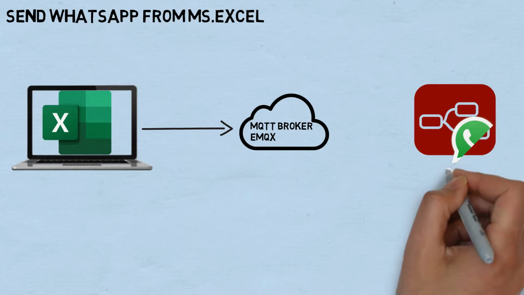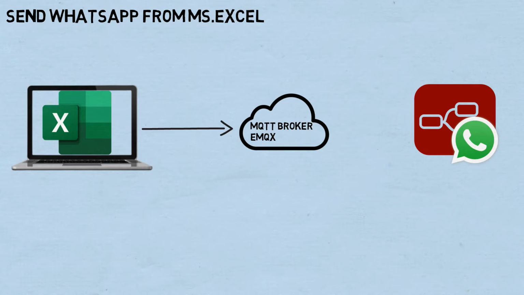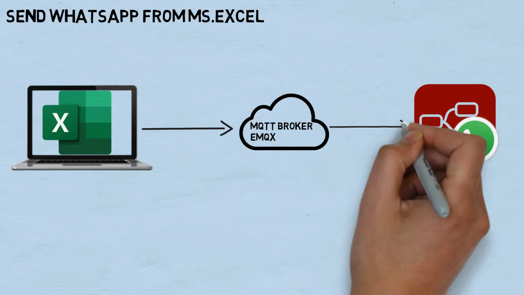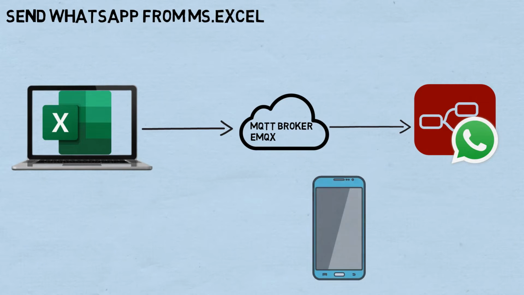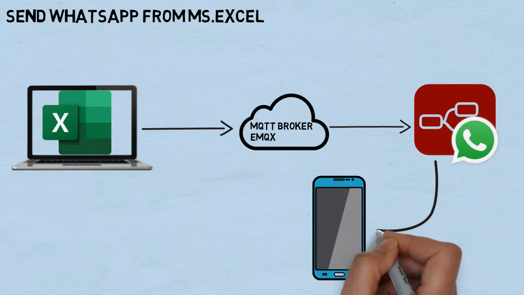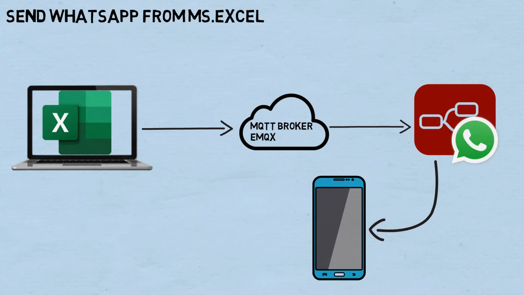Then, I use Node-RED to receive the message. I installed a node for sending WhatsApp messages, the WhatsApp link node. You can find my previous video about this node. When Node-RED receives the message, it parses the JSON format and sends the WhatsApp message to the number.